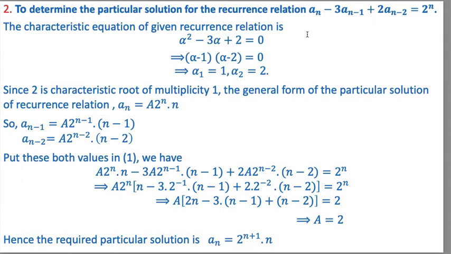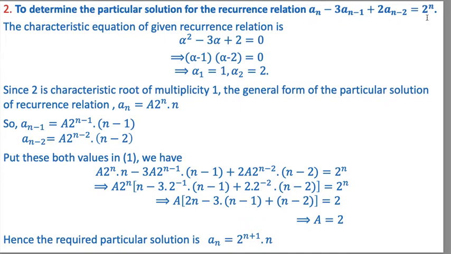One more example. Find the particular solution of an minus 3an minus 1 plus 2an minus 2 equal to 2n. In this case the characteristic equation can be written as alpha square minus 3 alpha plus 2 equal to 0. This is easy to calculate because we have learnt how to find the characteristic equation in our previous lecture. If we factorize it, we get alpha minus 1 into alpha minus 2 equal to 0. Means one root is 1, another root is 2. So alpha 1 equal to 1 and alpha 2 equal to 2.